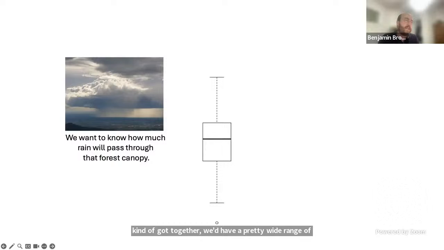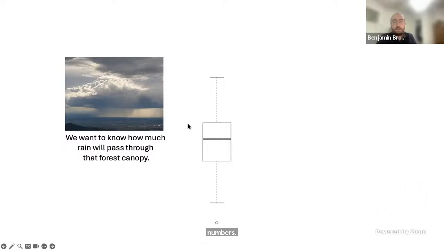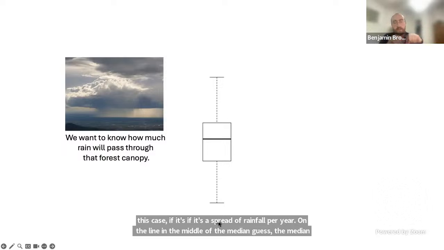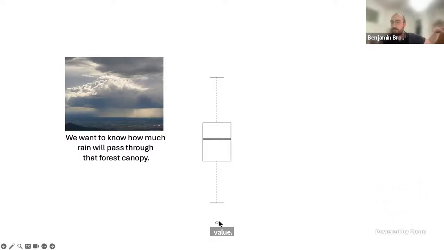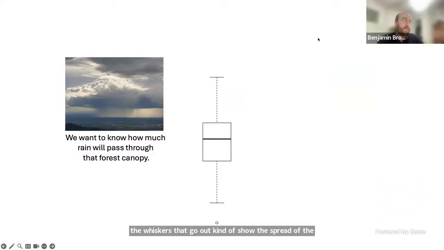And if you're not familiar with these box and whisker plots, they're kind of a representation of the spread of numbers. In this case, if it's a spread of rainfall per year, the line in the middle is the median guess, kind of the median value. The box represents the middle 50% of all of the guesses, and the whiskers that go out kind of show the spread of the rest of the guesses. So if we all did this right now, we get a pretty big spread of that estimate.